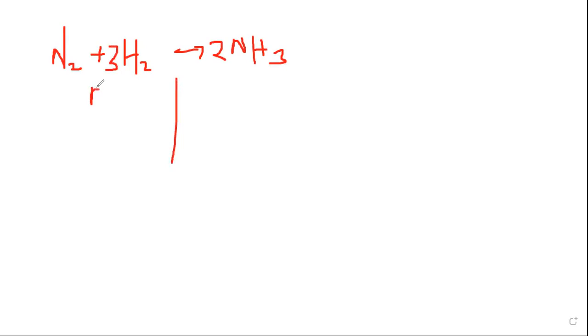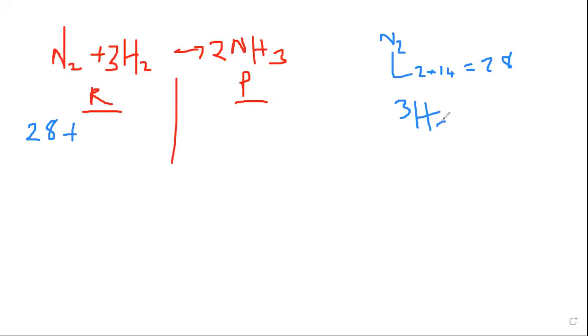We are looking at the overall mass of the reactants and the overall mass of the products, if they are equal according to the law of conservation of mass. So N2, what is N2? N2 simply means 2 times 14, giving us 28. So we have 28 plus 3H2, which means we have 6 hydrogens. 6 hydrogens times 1 will give us 6. So 28 plus 6 would give us 34.